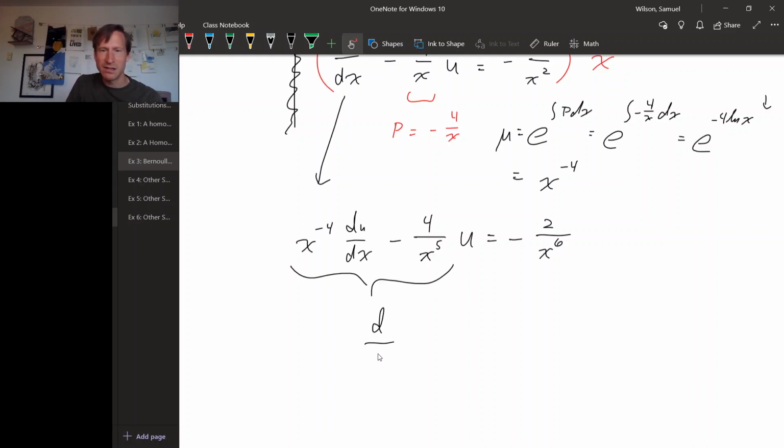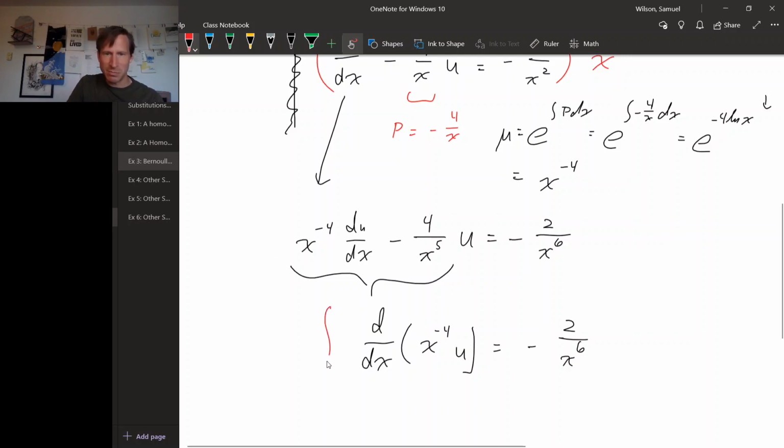Now, continuing on our usual strategy of solving linear differential equations, this left-hand side ought to be the derivative with respect to x of the integrating factor, x to the minus 4th, times u. Just a quick check that it actually is. The derivative of u times x to the minus 4th, that's there. And then u times the derivative of x to the minus 4th. Yes, we got it. Equals minus 2 over x to the 6th. Now we can integrate both sides with respect to x.